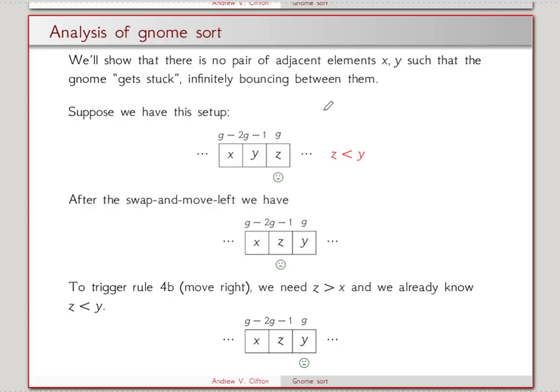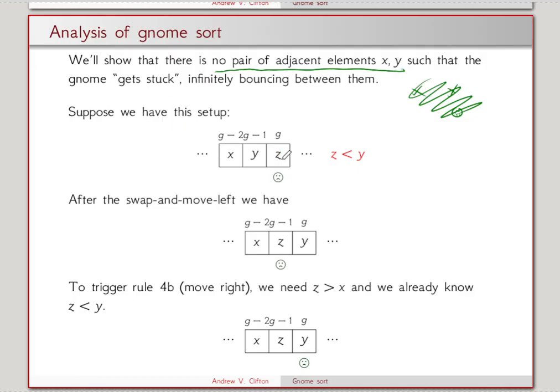To do this, we basically have to show that there's no pair of elements, x and y, such that the gnome could get stuck, where x is here and y is here, so the gnome starts here, right? Whoops, I drew him upside down. What are you doing there, gnome? The gnome starts here, and then he moves to the left. He or she or they moves to the left, but then immediately moves to the right. So the gnome just bounces back and forth between those two positions. I want to show that that cannot happen.